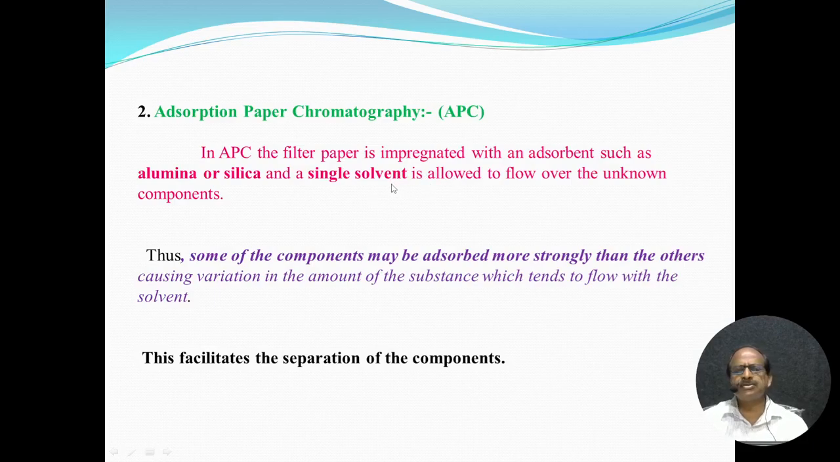Some paper chromatographies use two different solvents, but in adsorption paper chromatography a single solvent is used. Some components may be adsorbed more strongly than others, causing variation in the amount of substance carried by the flow of the solvent. This facilitates the separation of the components. So in APC, the filter paper, the single solvent, and the adsorbent are most important, namely alumina or silica gel. That is APC.